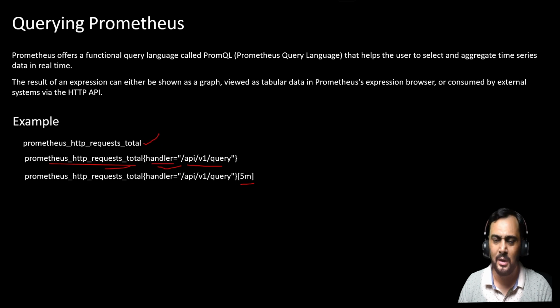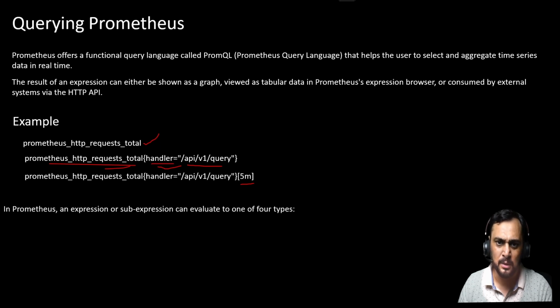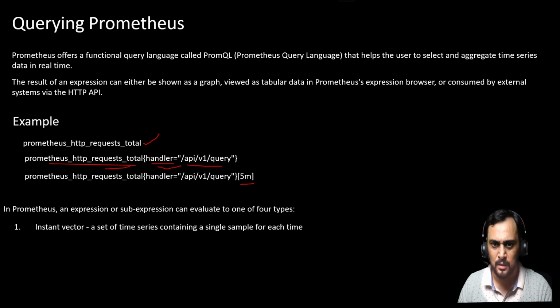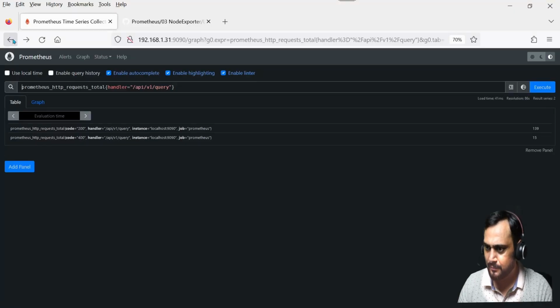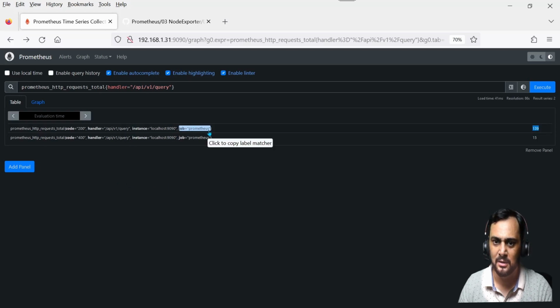So these queries we can execute from the portal itself. In Prometheus, an expression or sub-expression can evaluate to one of four types. Now again these queries have something. So first is instant vector, a set of time series containing a single sample for each time series, all sharing the same timestamp. If I go back here, this is my single value for this single time series data, right?